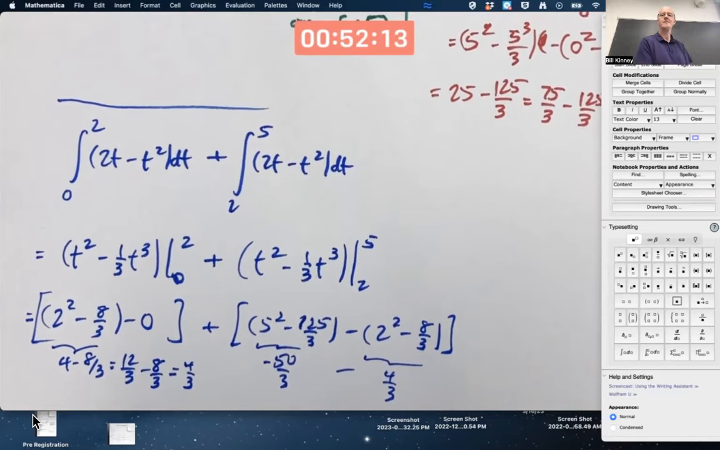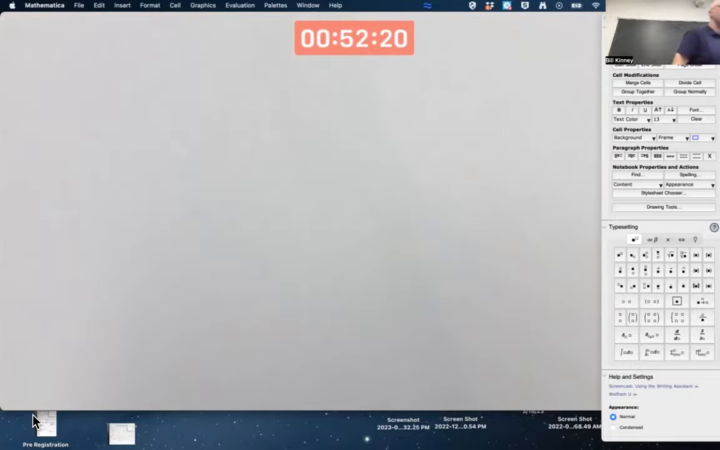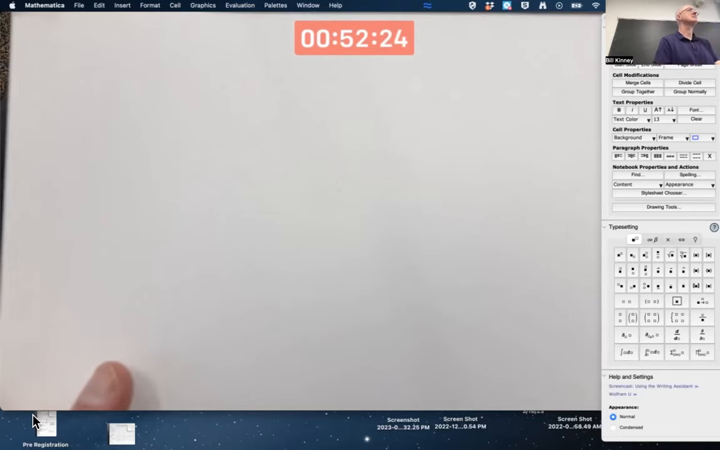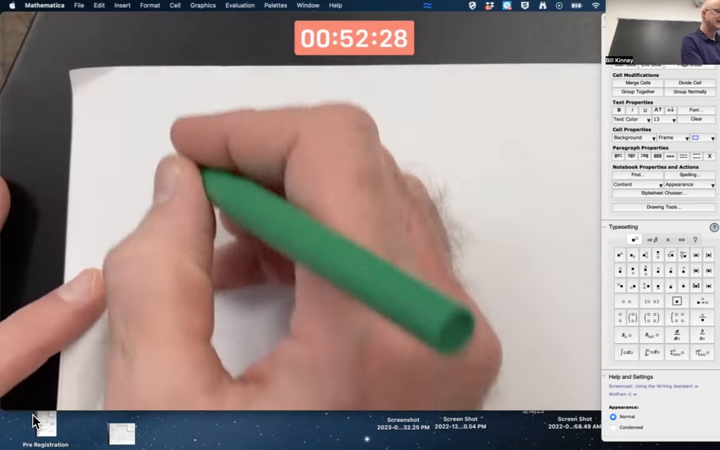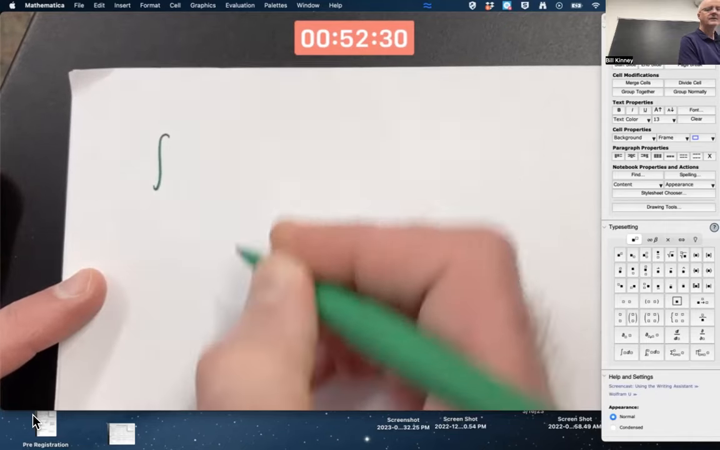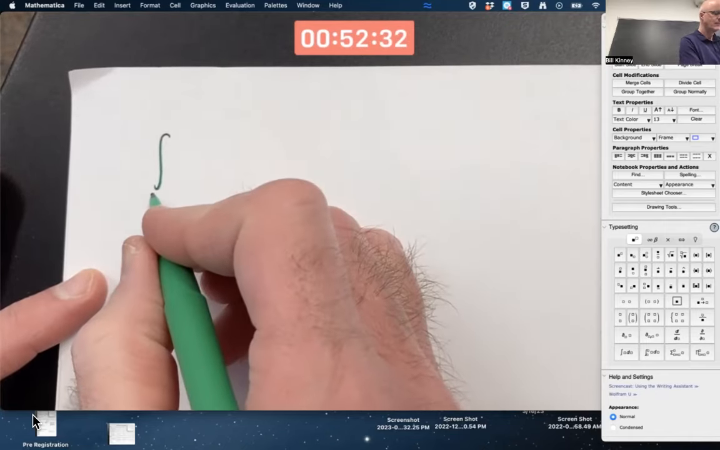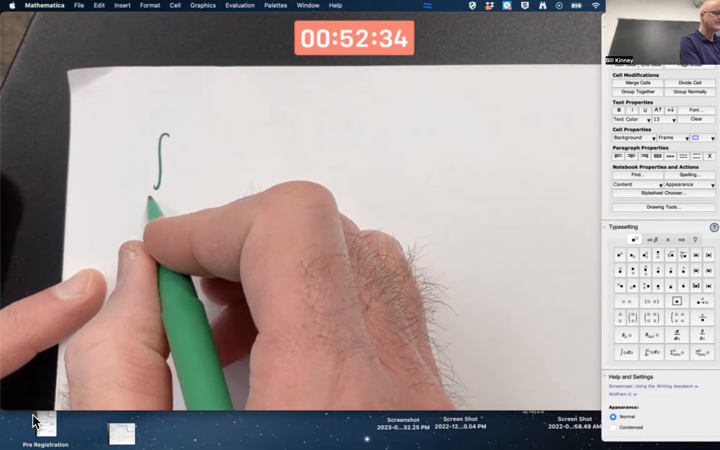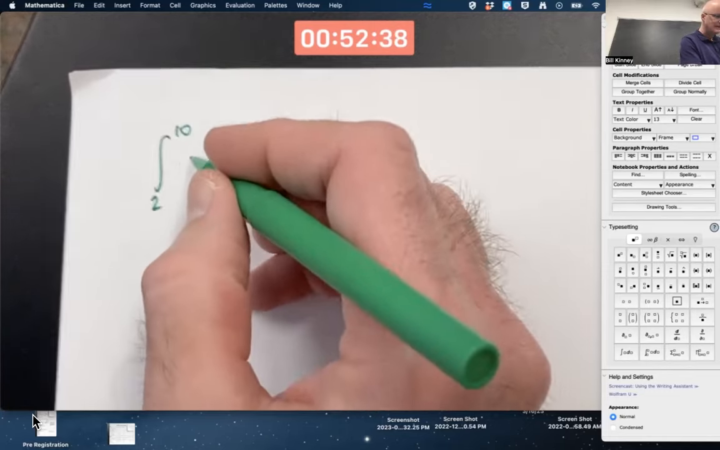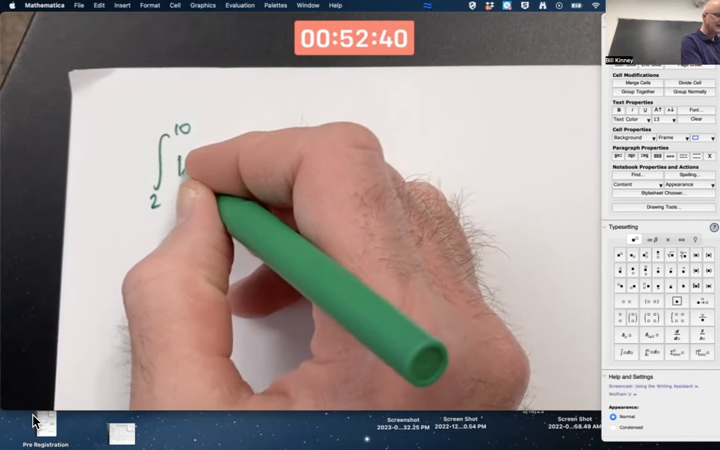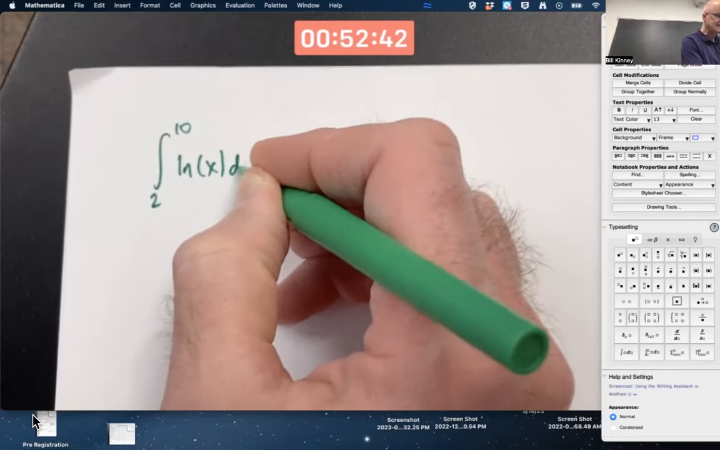Sometimes integrals are just really hard to do. I'm going to write down one that's harder to do. It is possible, but it definitely is harder. What's the integral, from maybe 2 to 10? I'll go back to using x here. Ln of x dx.